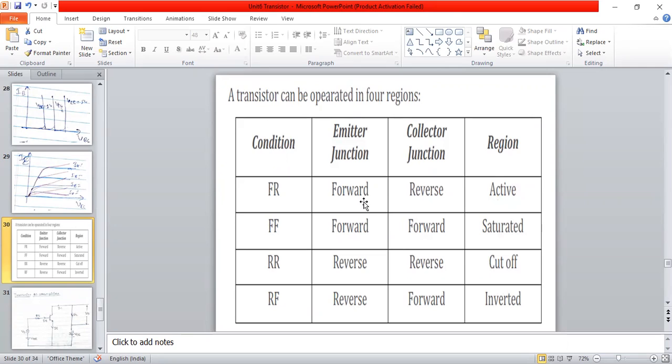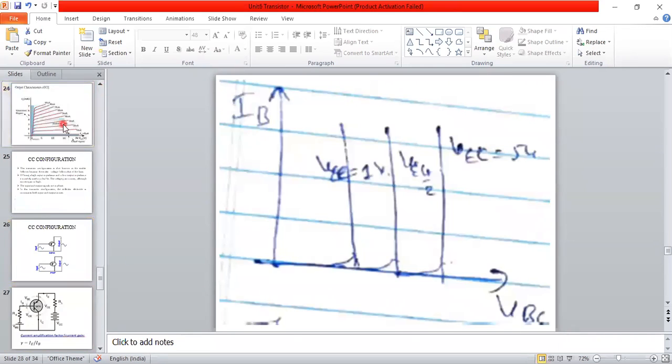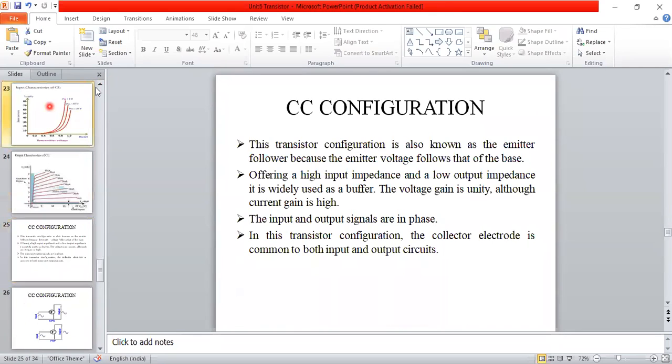When the emitter is forward biased and the collector is reverse biased, only in that situation will it conduct. That region we call the active region. If the emitter is forward biased but the collector is also forward biased, then that is called the saturated region, it will saturate. And when both are reverse, the cutoff region will come.